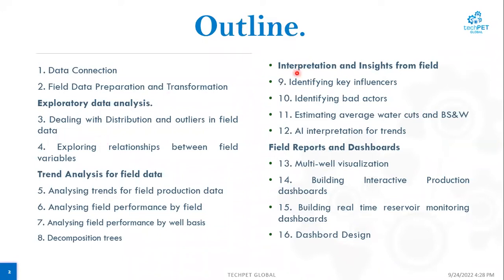Okay, good. So talking about relationships between field variables, occasionally you might need to explore and see if there are relationships between variables. For example, the gross production, the net oil production, the gas production, the water cut, what we call the BS&W, which is mostly reported in percentage format.